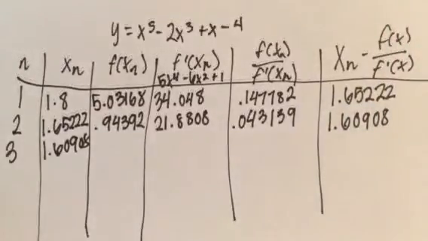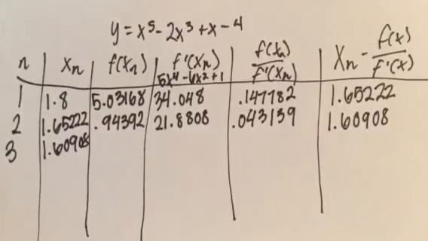There is no need to take a third iteration because 1.60908 is close to the actual zero of the function, which is 1.61.